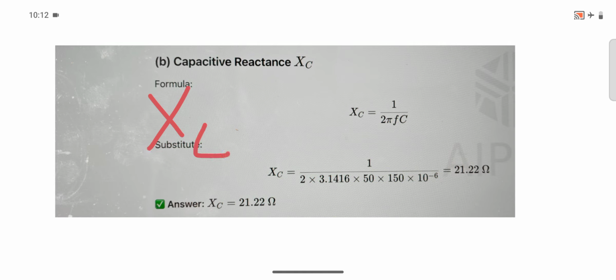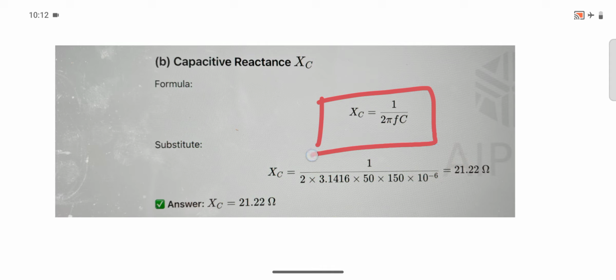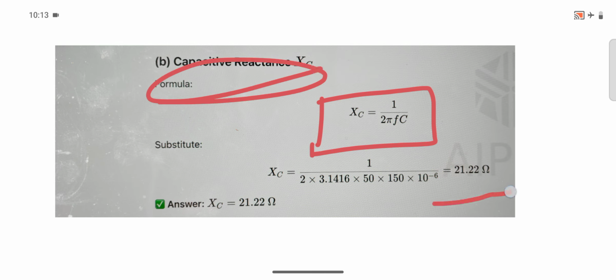Next we have to calculate capacitive reactance, which is represented by XC. The formula for this is 1 by omega C. Value of omega we already know, then the formula will become this one. And simply we have to put the value of frequency and capacitance, and we will get the answer for capacitive reactance is 21.22 ohm.